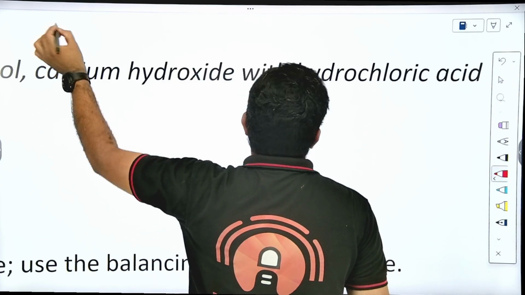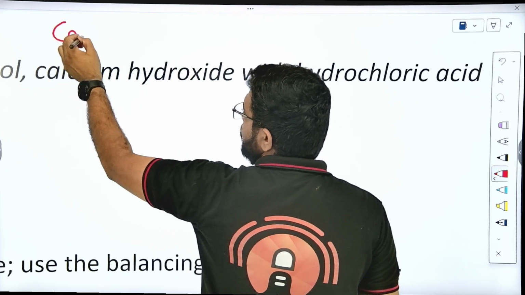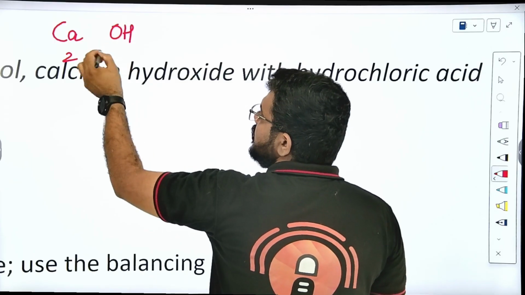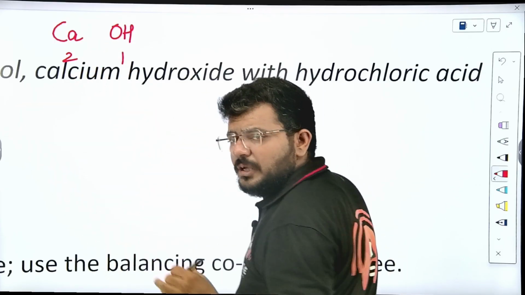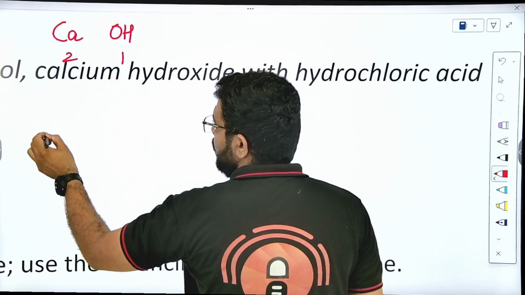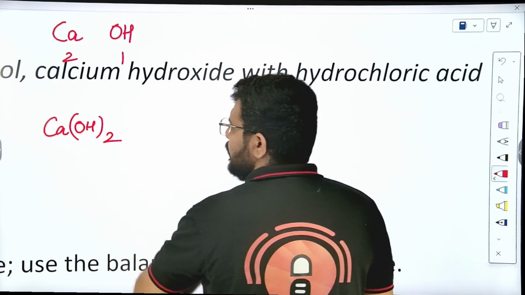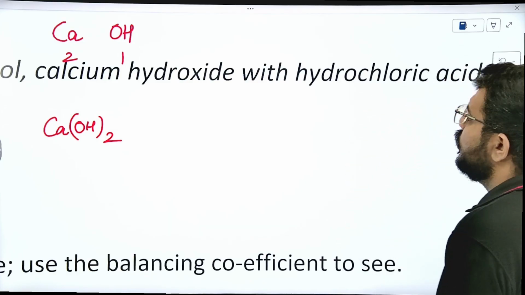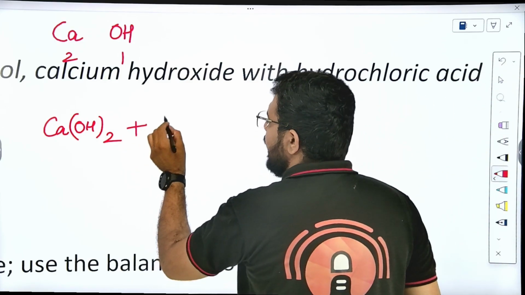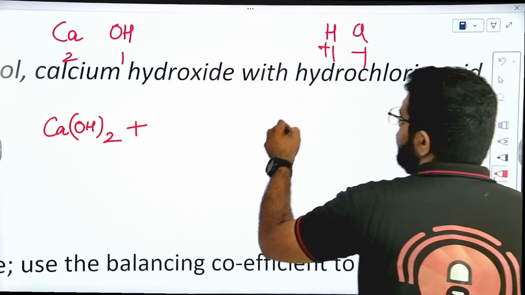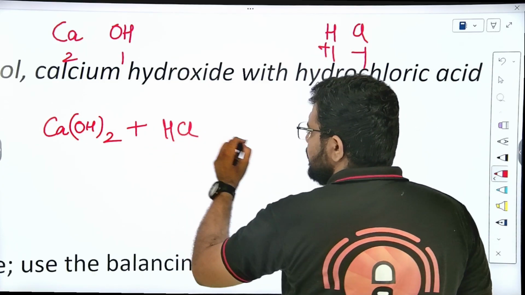So first I need to establish the formula of calcium hydroxide. I have Ca, which has a valency of 2. I have OH, which has a valency of minus 1. So I have Ca(OH) twice, right? With hydrochloric acid. Hydrochloric acid is hydrogen and chlorine. This is plus 1 and minus 1, so it forms HCl.